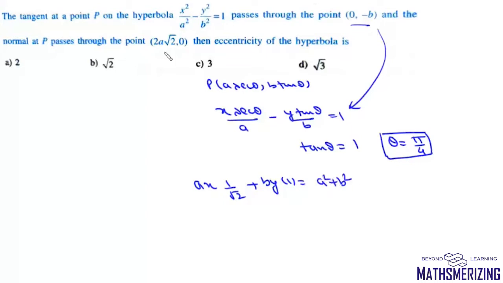Now it says it passes through the point (2 root 2 a, 0). So we'll put x as 2 root 2 a and y as 0. We'll get this as a square plus b square. Now here root 2 will cancel. So from here we'll get this condition as a square is equal to b square, and when a is equal to b, it's a rectangular hyperbola with eccentricity root 2, and that's your option number B.